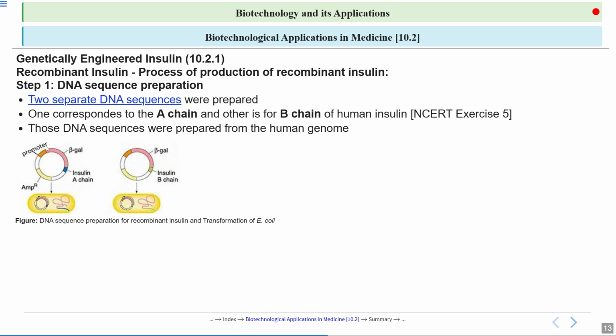We take a vector. In that vector there is a promoter and beta-galactosidase, which is a selectable marker, if you remember. Then there is the DNA sequence for insulin A chain. There is also part of the ampicillin resistance gene, which is used as a selectable marker. For the other, they did the same: promoter, selectable marker, and insulin B chain DNA sequence. Then they insert it into the host, which here is E. coli, and after that we can get our desired protein.